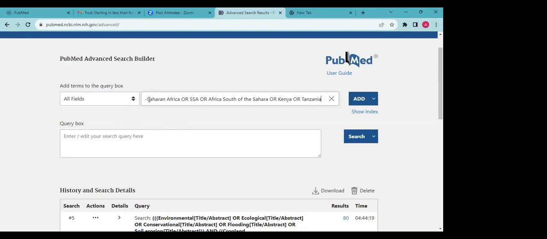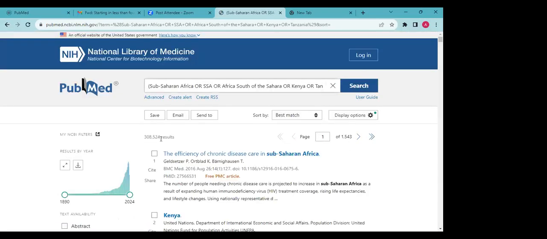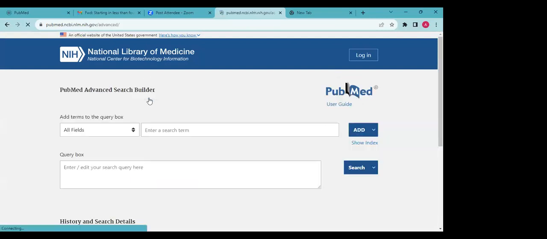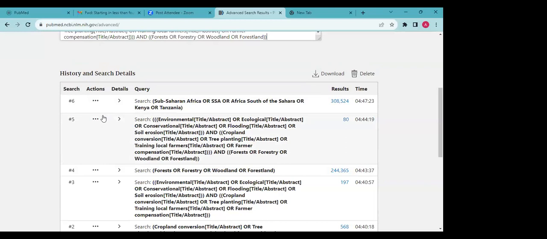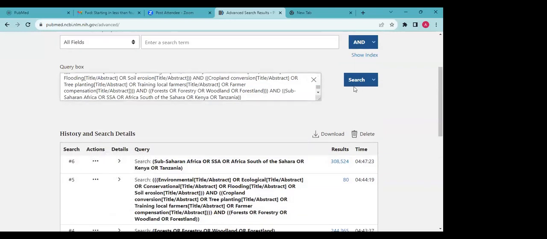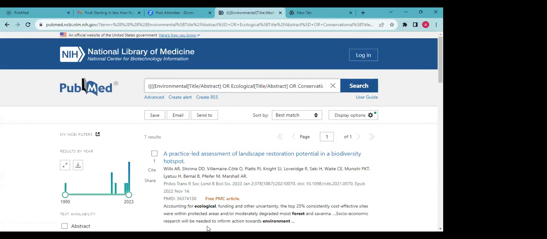So I'm going to do this. Let me add it also to the search query and search for it. And it has given me 308,000 plus studies. Now I have to combine it with the 80. The risk I'm running is that the 80 are few. I may get 0, but let's run and see. I'm going to add this to the query with Boolean operator AND to bring the Sub-Saharan Africa concept. And I run the search and I have only 7 studies.